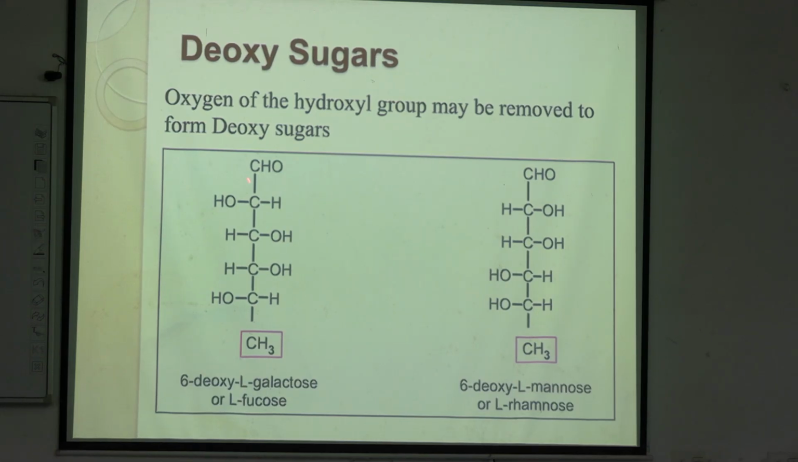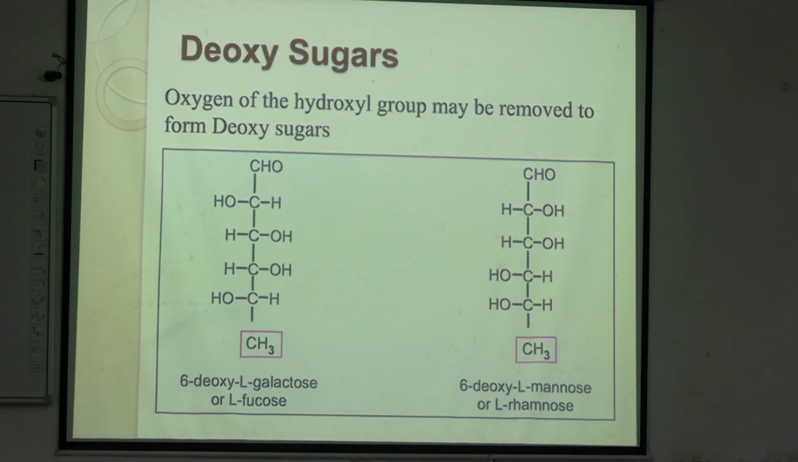And from the normal structure, if it is CH2OH, not CH3, what will this be? L-galactose. Now in case of this structure, the oxygen is absent here. So the OH group is not here, the OH group of galactose is absent here, and that becomes 6-deoxy L-galactose. Here also in case of mannose, it is also L form and this is 6-deoxy L-mannose, named L-rhamnose.